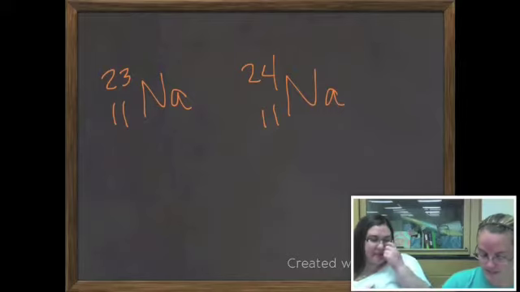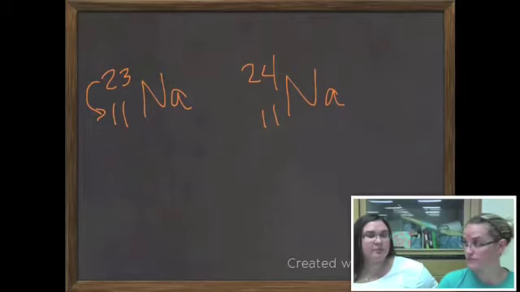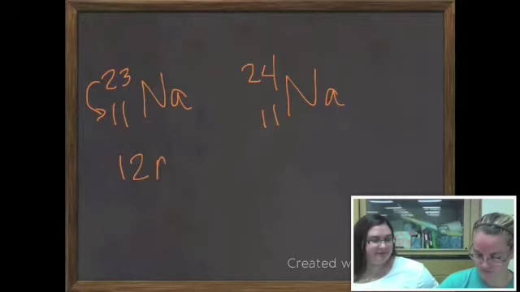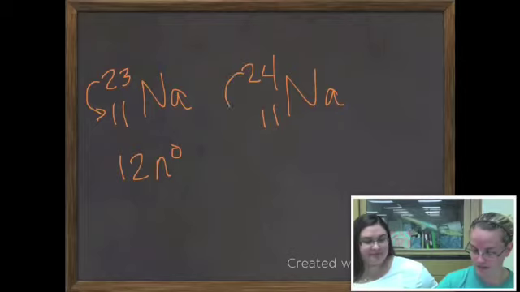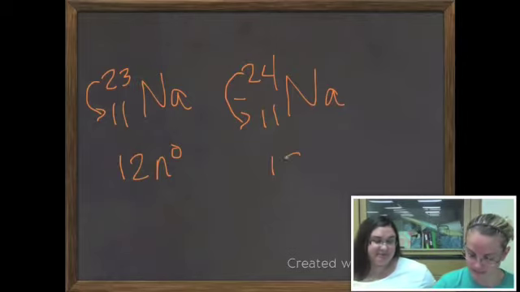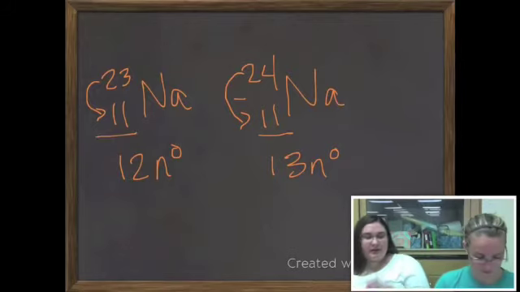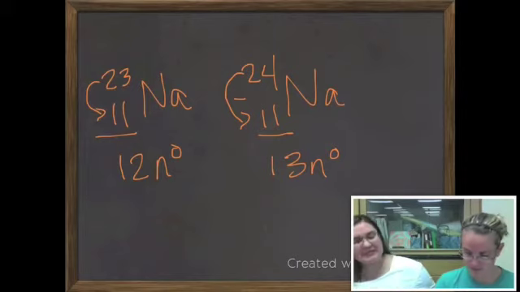So if we were to take our mass number and subtract our atomic number, how many neutrons would sodium 23 have? 12. Okay, and if I subtract my mass minus my atomic number, how many neutrons would sodium 24 have? 13. So the only difference between these is that they have the same atomic number, but different mass numbers, and therefore a different number of neutrons.